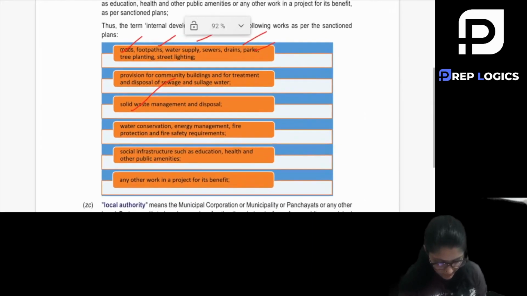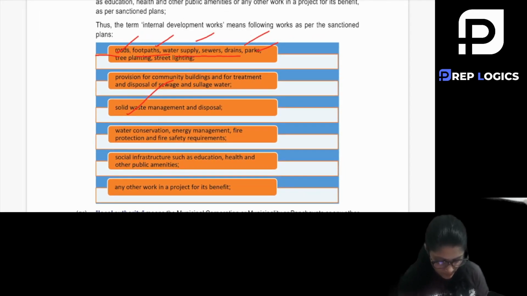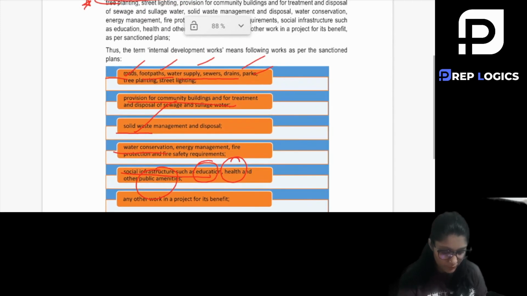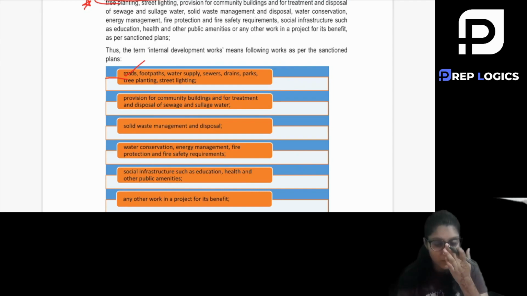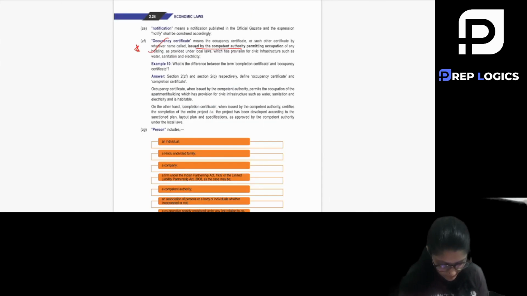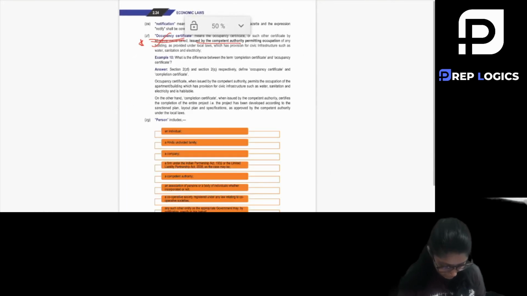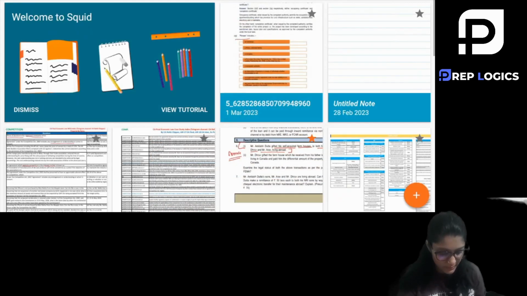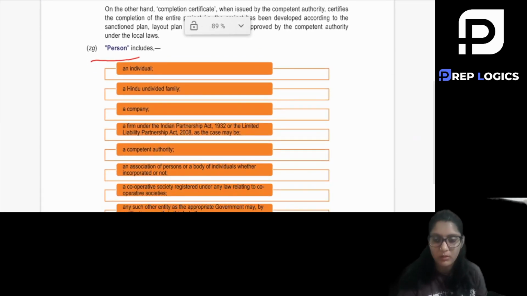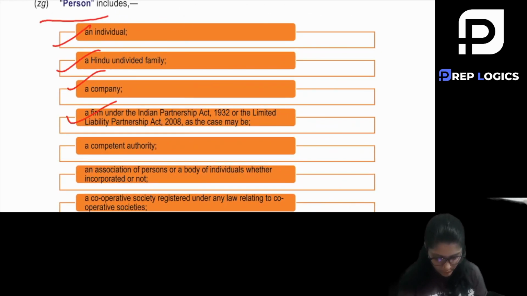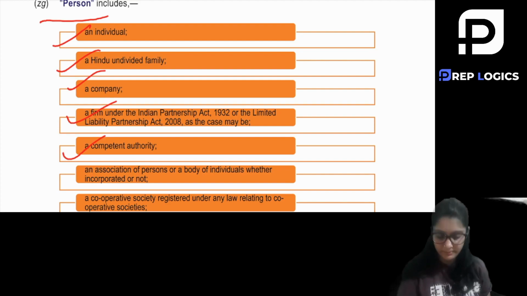Now let us see some examples like roads, footpath, water supply, community buildings, solid waste mechanism, water conservation, infrastructure such as someone has also made some school, health department or public amenities for the purpose of use by the allottees. Okay, and I have already told you the occupancy certificate. Persons are many, actually the same persons that we see in the Income Tax Act, that is the individual, HUF, company, firm, LLP, etc. Okay.